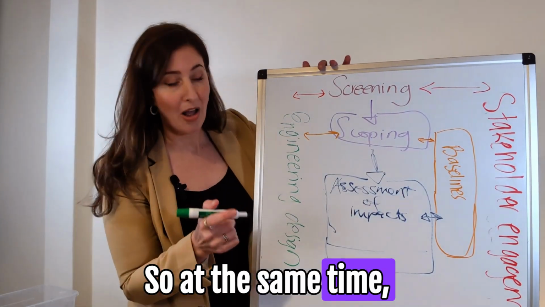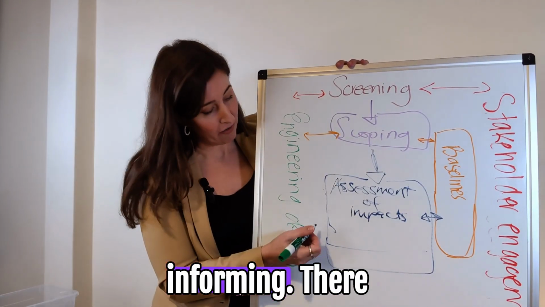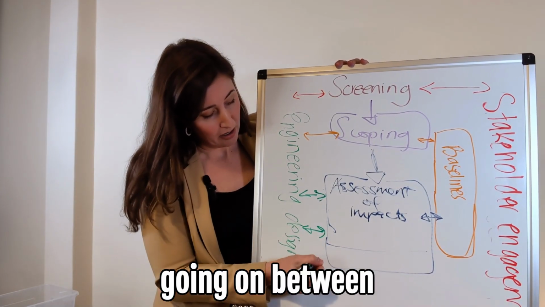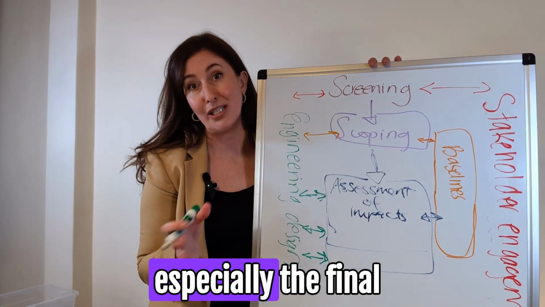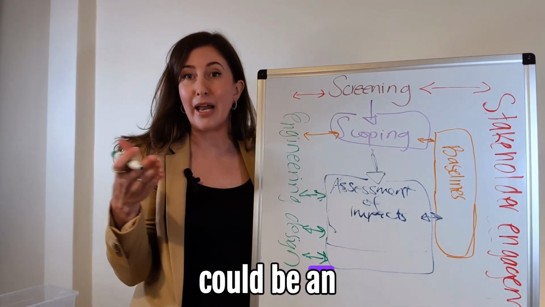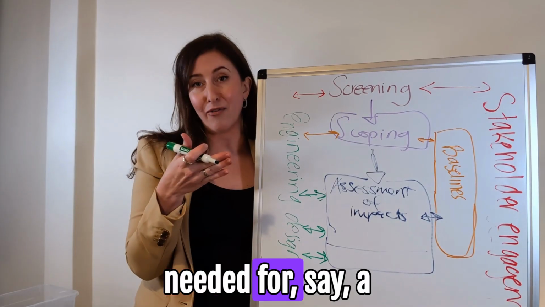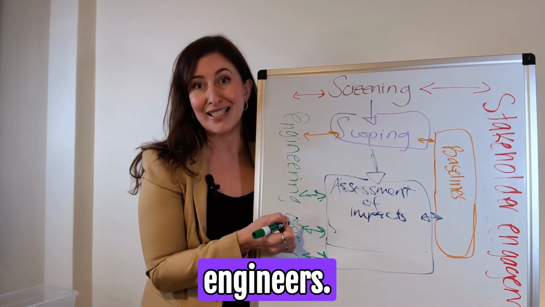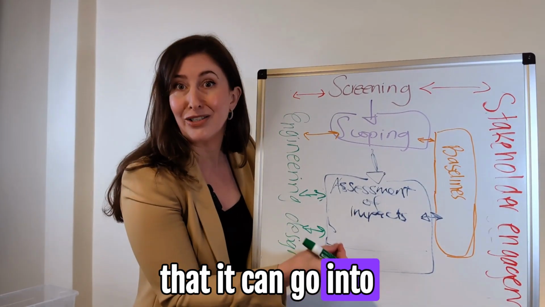At the same time, the assessment of impacts and those mitigation measures should be informing each other. There should be lots of back and forth going on between the engineering design, the assessment of impacts, and the mitigation measures, especially the final mitigation measures. For example, a mitigation measure could be an overpass for particular animal species that's needed for, say, a road project. So they're going to have to be talking to the engineers, and likewise the engineer's going to have to be giving them information so that it can go into the impact assessment report.